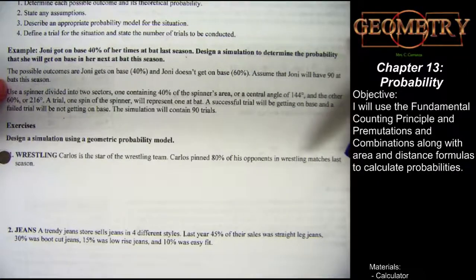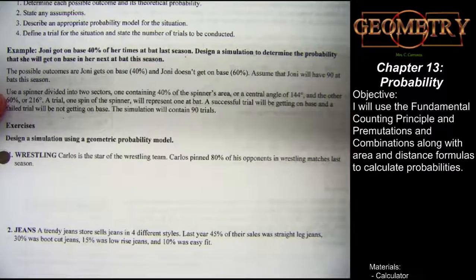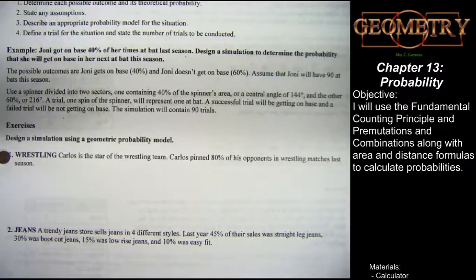The possible outcomes are that Joni gets on base, 40%, and that she doesn't get on base, 60%. Assume that Joni will have 90 at-bats this season. She'll be up to swing 90 times. Use a spinner. Here's the model that we're using. We're going to use a spinner that's a round circle thing with an arm, and you spin it, and then it stops and lands on a section.